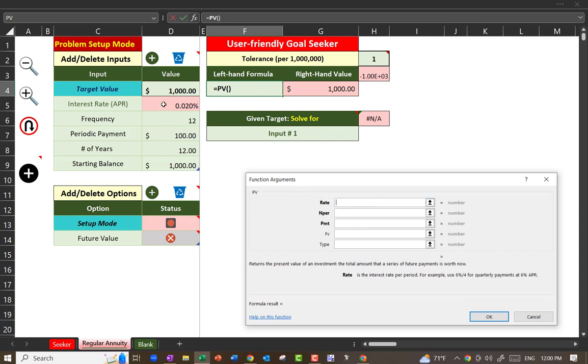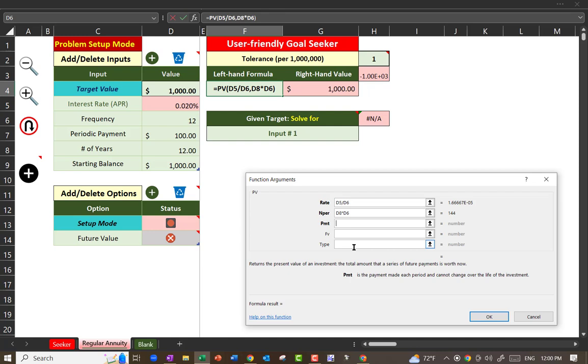The second argument is number of periods. That's number of years times the frequency. If it's a 7-year loan, you're making monthly payments. That means you're going to make 84 payments, right? So take the number of years, multiply it with frequency. Third argument, it tells you the payment made each period and cannot change over the life of an investment. You know, an annuity, right? That's our periodic payment. The fourth argument is technically optional.